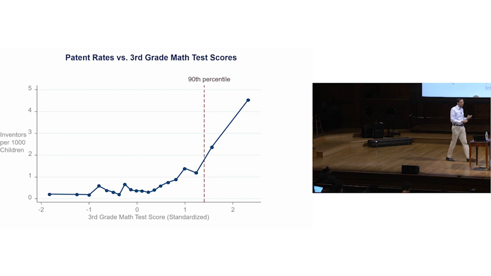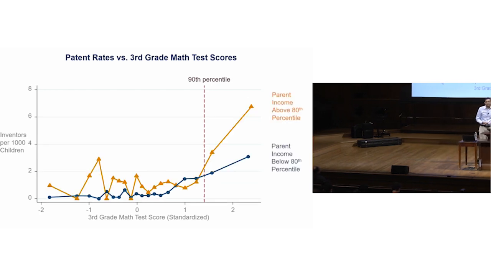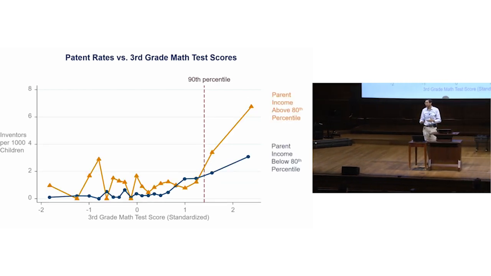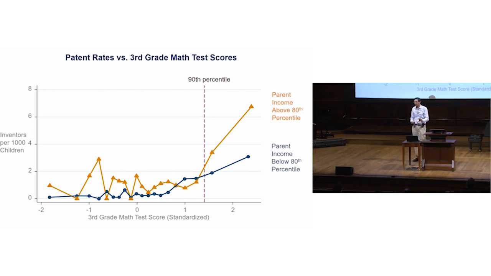All I'm trying to show you with this chart is you can use these third grade math test scores as a rough proxy of ability, by no means a perfect proxy, and I'm going to come back to that in a second. But as a starting point, it gives you some sense that maybe we can use these data to gauge the importance of ability differences.